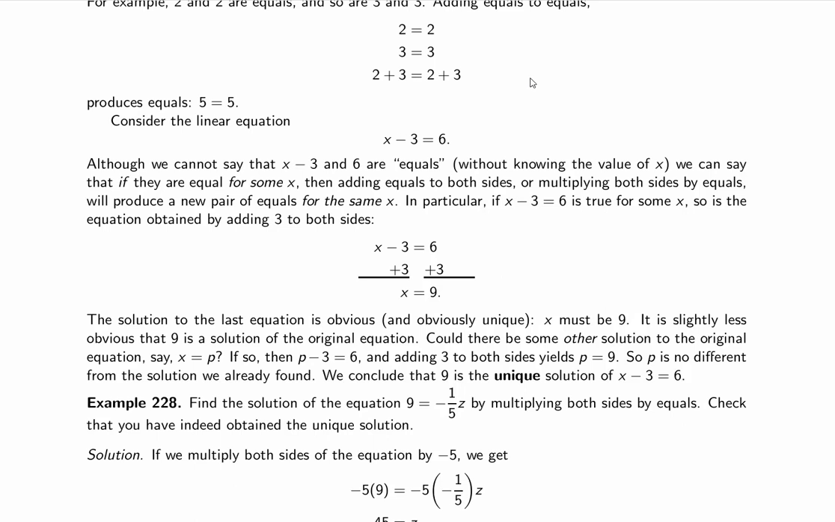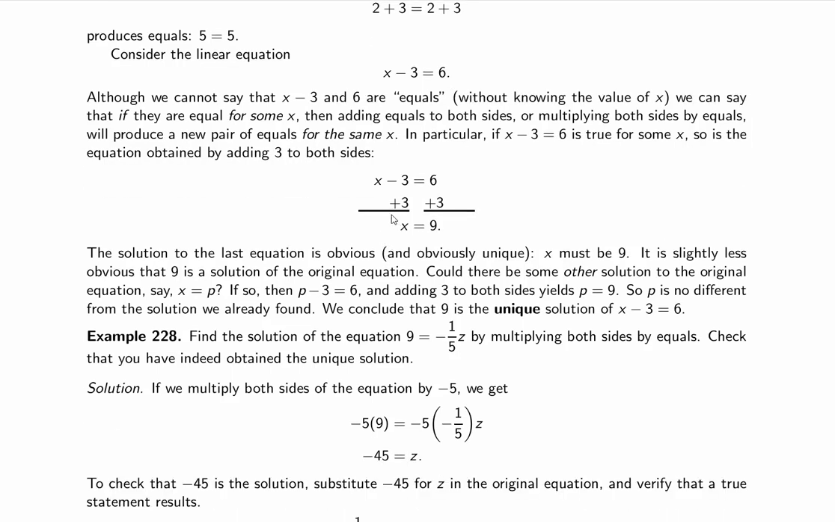Okay, some more examples in the book. So x minus 3 equals 6. Well, for this one, you would just want to add 3 to both sides. Step A, so x equals 9. Okay, so 9 is the solution.